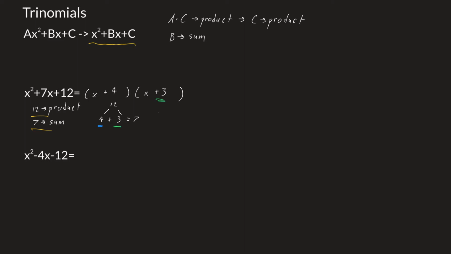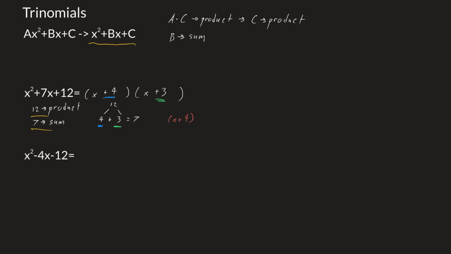3 is coming from here, and then 4 is associated in blue. Boom. And that's all there is to it. As a sanity check, let's multiply things back out. If we multiply things back out, we should get exactly the original expression, x squared plus 7x plus 12. So let's do that real quick before we move on.